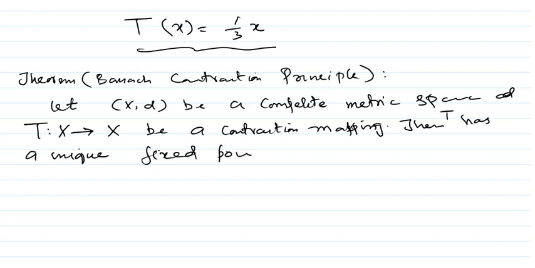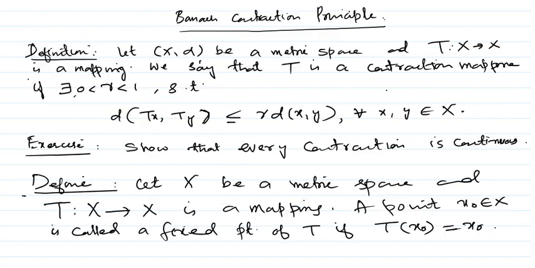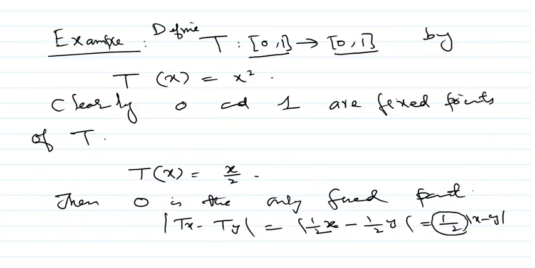As we saw in these examples, T of x equal to x by 3 has a unique fixed point 0, and the example before that also has a unique fixed point, and here the space is complete, again [0, 1]. But in the previous example, T of x equal to x square is not a contraction mapping, and it has two fixed points, 0 and 1. So if the space is complete and the self mapping, that is the space to itself, X to X, is also a contraction, then it has a unique fixed point. That's this theorem actually.